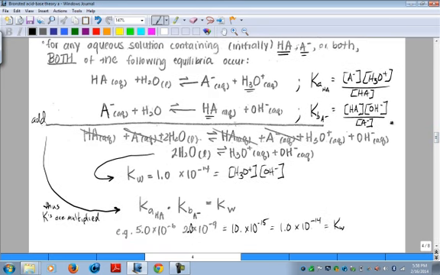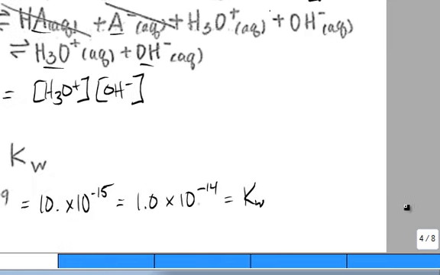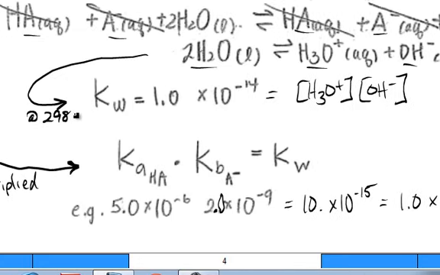And water is left out because it's a liquid, and A- has a coefficient of 1, which is the exponent. When you add up those two equations, the HA and the A- cancel out, and you get the reaction which is the same as the auto-ionization of water, two waters forming one hydronium and one hydroxide. We already know that at 298 Kelvin, not only the expression, but we know the value of that expression. 2 sig figs would be 1.0 times 10 to the minus 14.